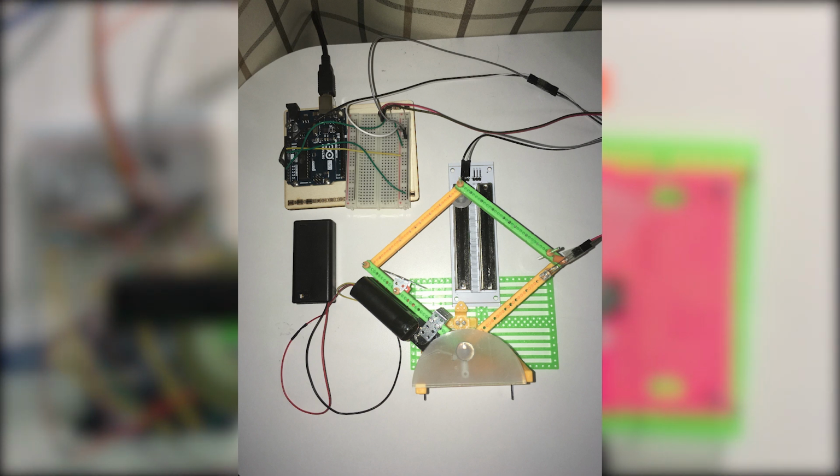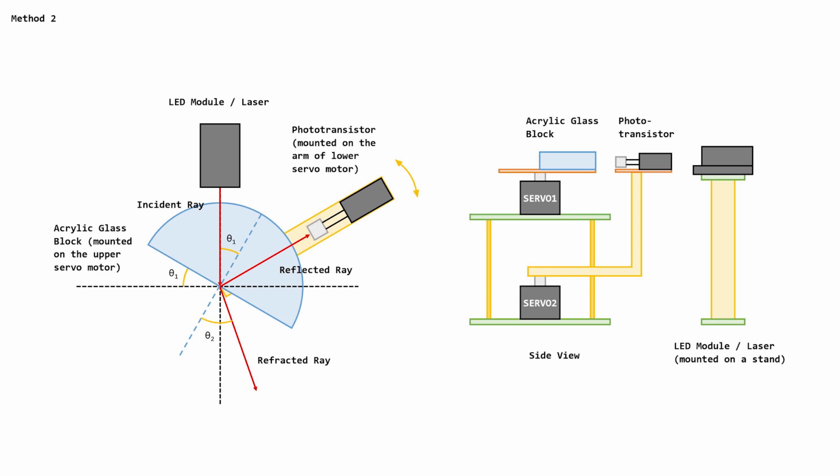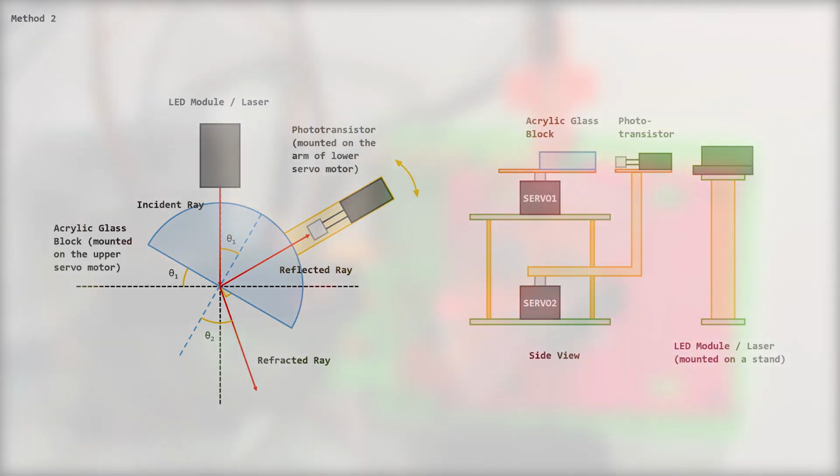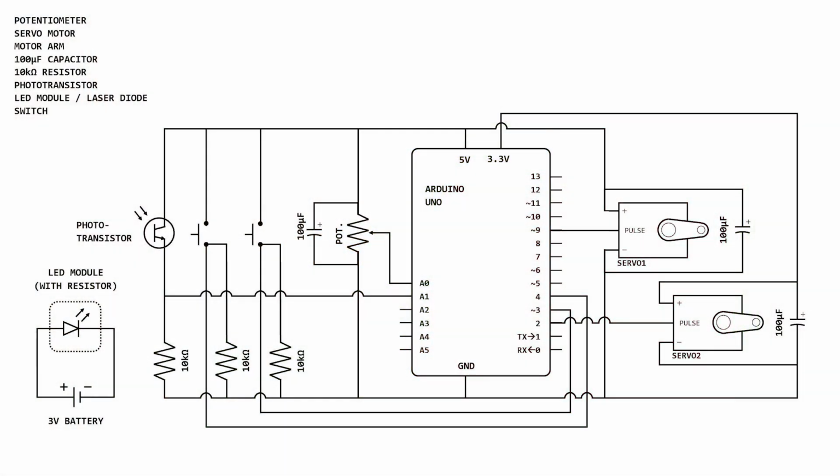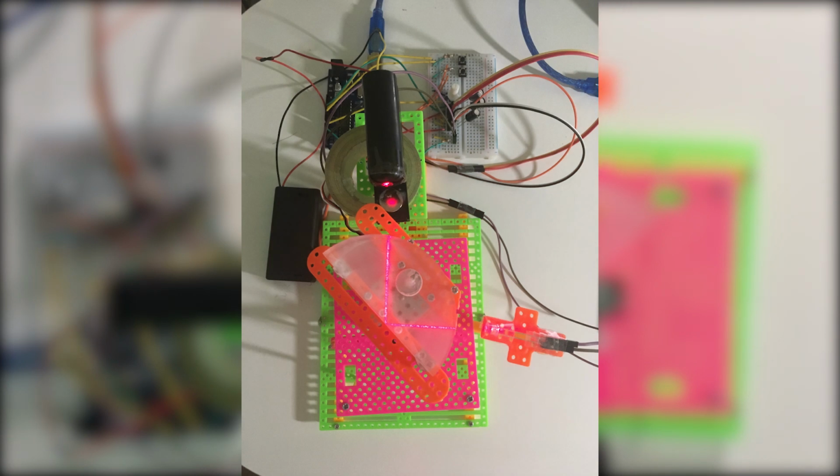If you want to acquire data precisely, you have to adjust the angle degree by degree by moving the sliding block on the potential divider. But now, with this second method, I'm able to let it run automatically to take data for a range of incident angles by keeping the laser, or in this case my LED module, in the same position, and using a servo motor to rotate the semicircular glass block around its center to change the incident angle.